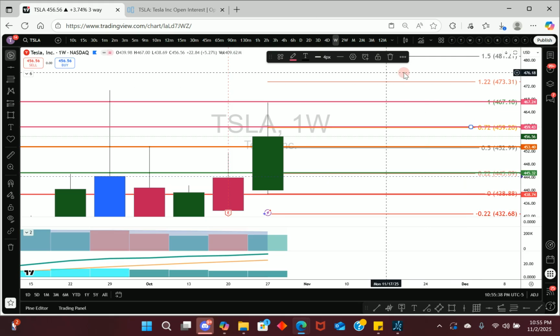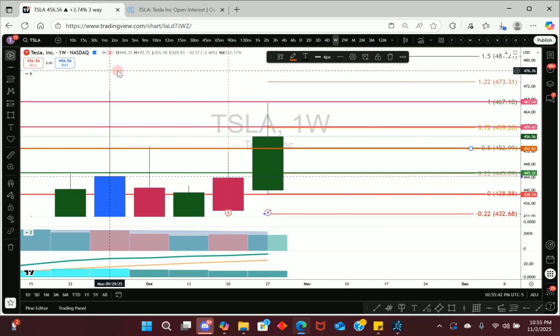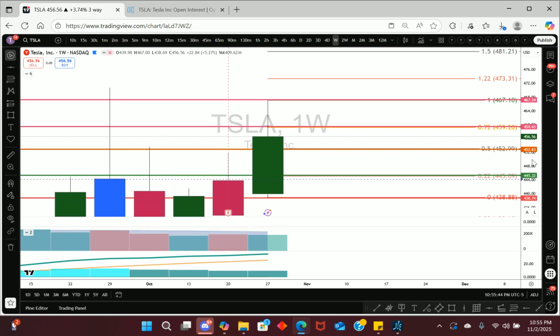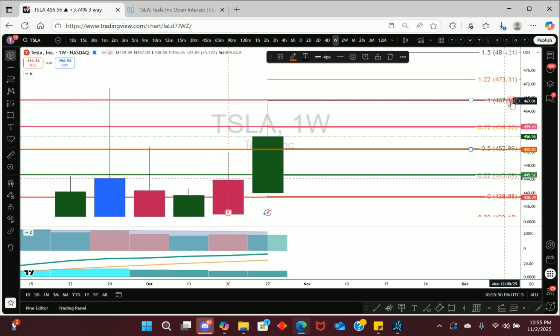Okay, now I do want to show you something here. This is how you find contracts. A lot of people are not sure how to find contracts that are going to work through the week. So what we want to do is take note of these particular levels: 467, 459, 452, 445, and 438.